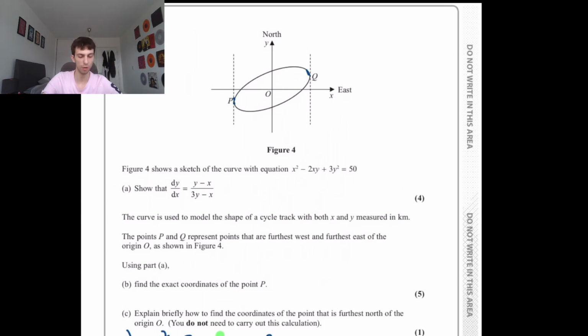So what do we know? We know that when we have a horizontal line, our dy/dx will be equal to 0. But we can see at point P, we have this vertical tangent. If we have a vertical tangent, this means our gradient is infinite. We have infinite change of y for no change in x. Therefore, our dy/dx must be undefined. We have the fraction (y minus x) over (3y minus x). For the fraction to be undefined, the denominator, as we know, must be equal to 0, because if we're dividing by 0, it's undefined.